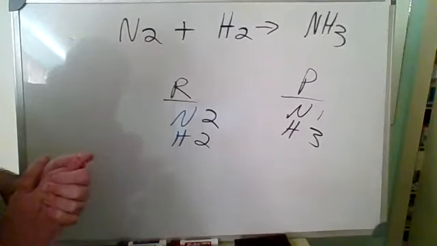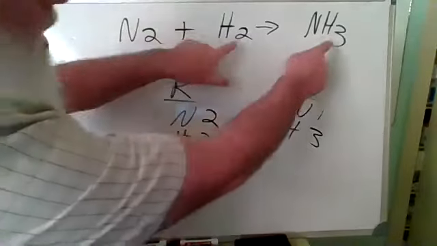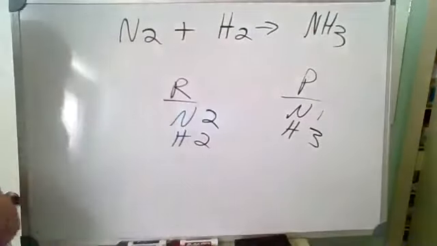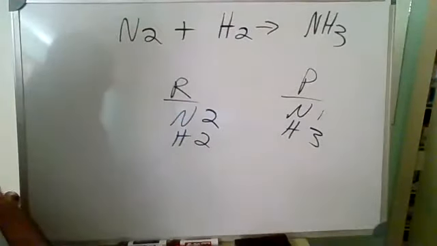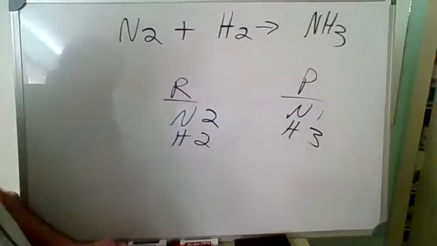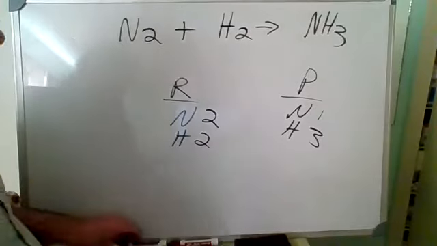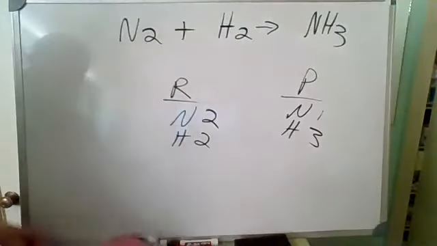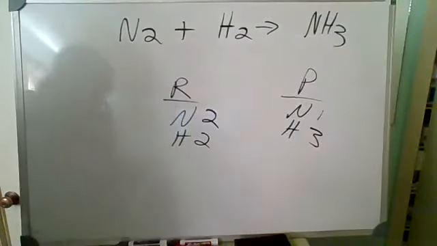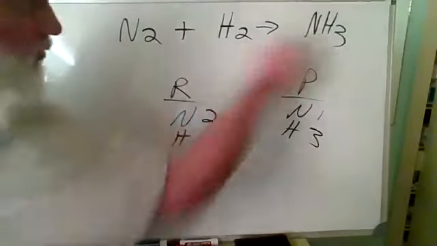What's the smallest number that has 2 and 3 as factors? 6. So I'm going to want to put 6 hydrogens on each side. Now, to do this, we cannot change subscripts.